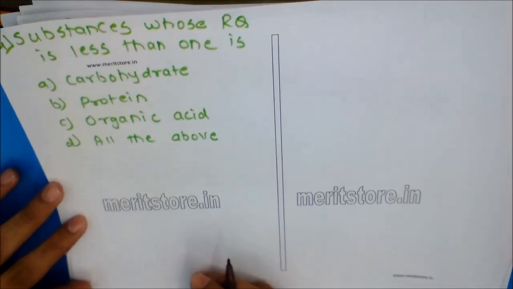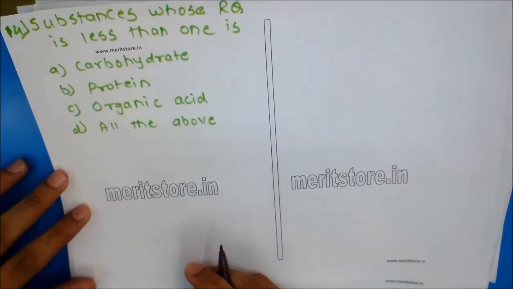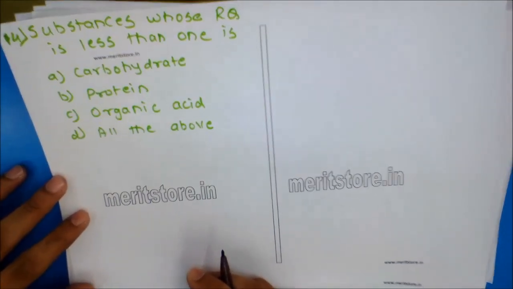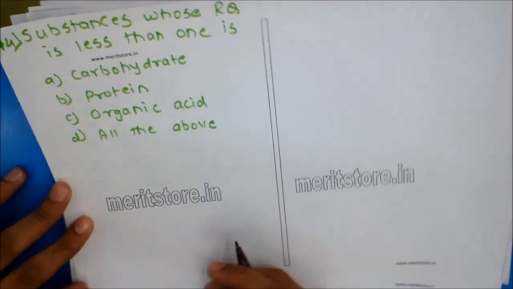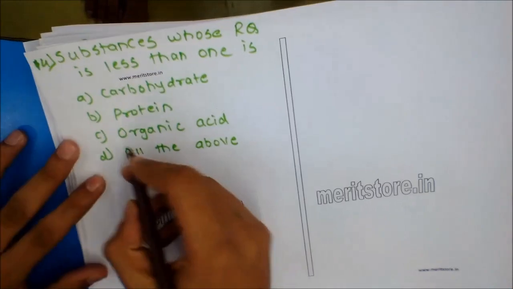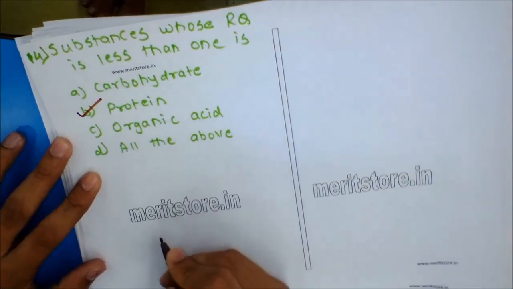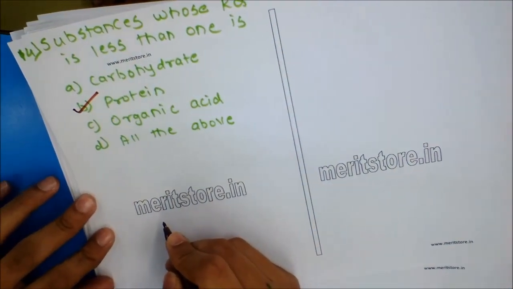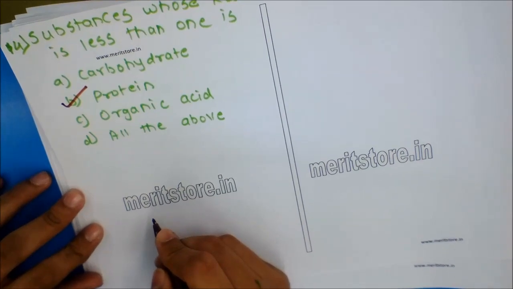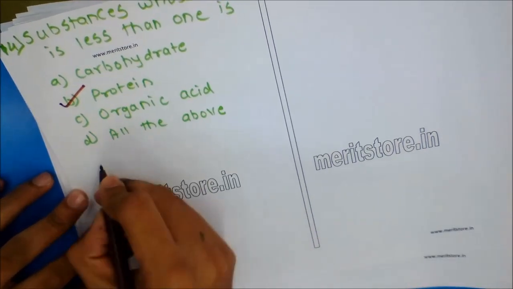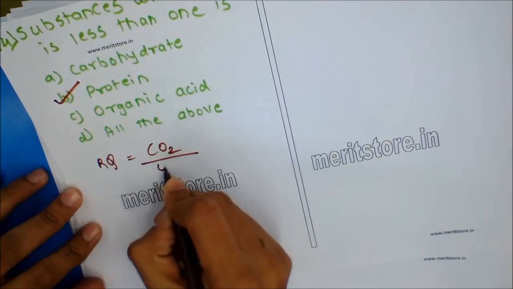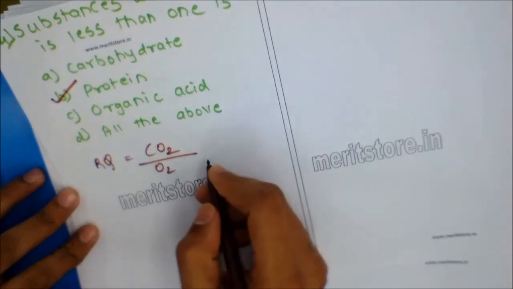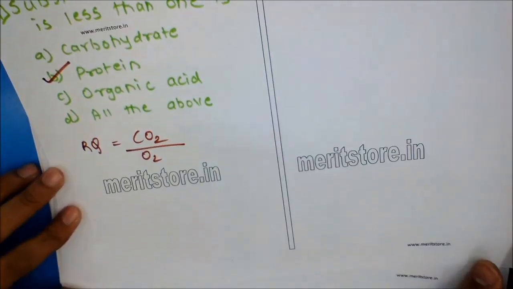Substances whose RQ is less than 1 is option A, carbohydrate, option B, protein, option C, organic acid, and option D, all of the above. The answer to this question is protein, because the amount of CO2 released is less than absorbed O2. Therefore the value of RQ, which is CO2 by O2, is less than unity in this case. So the answer is option B.